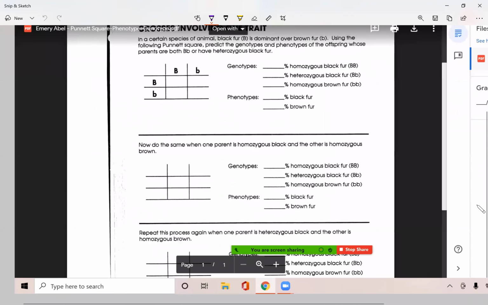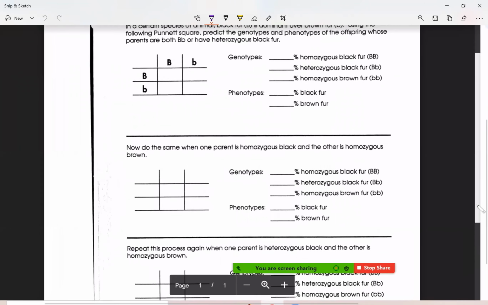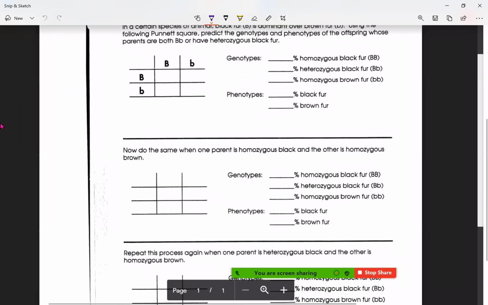Okay, so here's an example of what I'm talking about. On this paper, it's going to give you both. I even said I wasn't going to use my pen today, and okay, so here, when it says black fur, is that referring to phenotype or genotype?